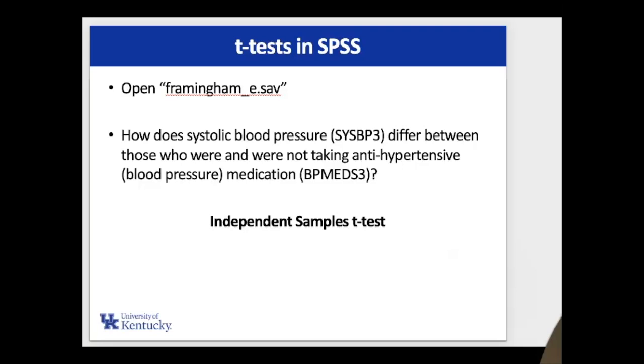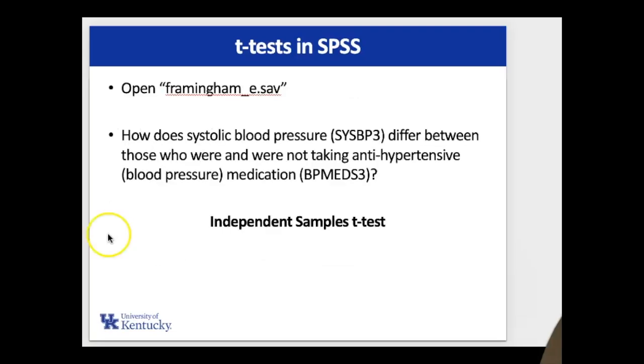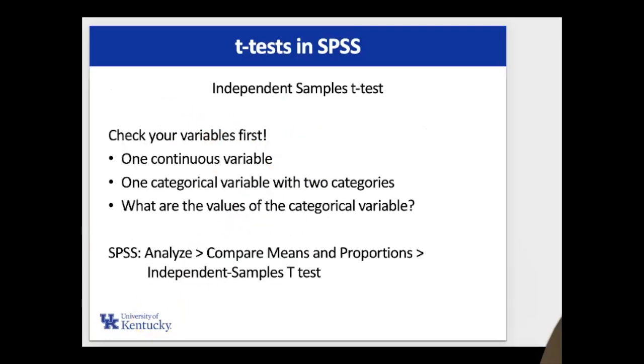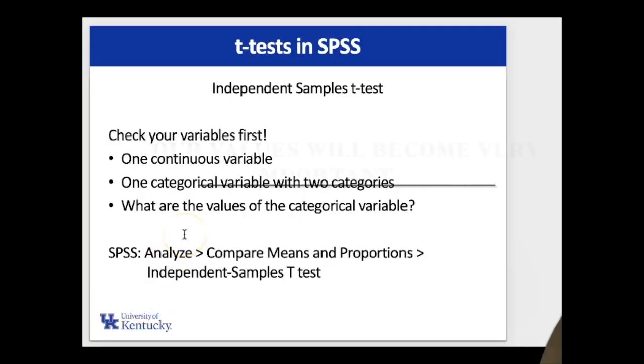So actually, let's go ahead over to the next slide, because that's always going to be our first step. When we are making these decisions, we always have to think about what type of variables we have and what we can do with those variables. So our first step is to think about our variables, and one of them is the continuous variable. That's our blood pressure, a continuous variable where we're going to get that mean from. The other variable is a categorical variable with two categories. So our two categories are those who were taking and those who were not taking. Those are our clues within this little word problem to know that we are doing an independent samples t-test. And then we also know what the values of the categorical variable are.